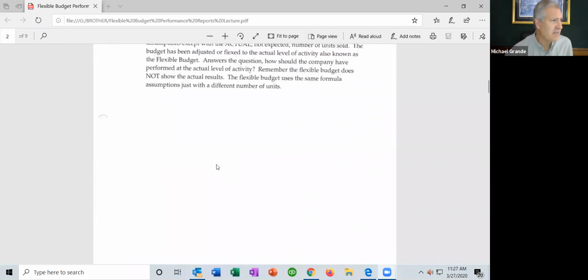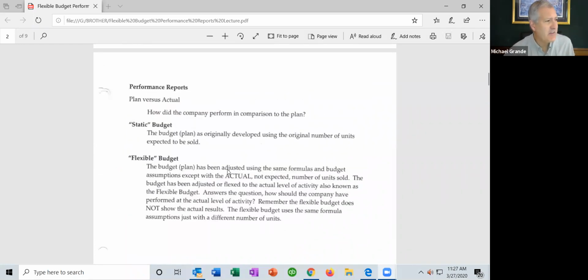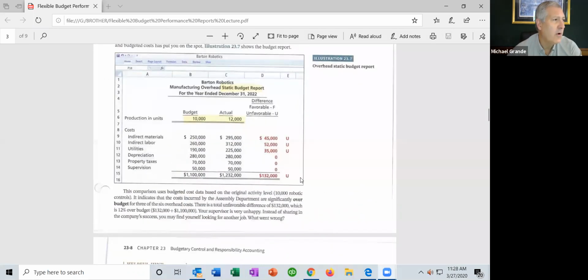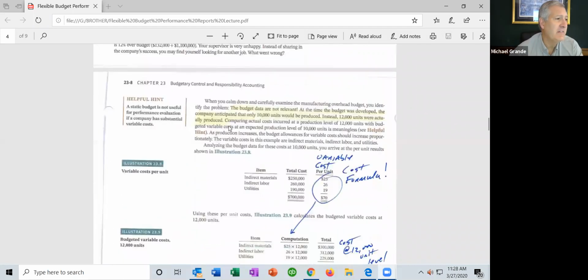Let's go back to the definition of a flexible budget. The budget has been adjusted using the same formulas and budget assumptions, except that it uses the actual, not the expected, number of units sold. The budget has been adjusted, or flexed, to the actual level of activity, also known as the flexible budget. It answers the question, how should the company have performed at the actual level of activity? So that's what we want to know. We want to know what these costs should have been at the actual level of activity, at the actual 12,000 units produced.